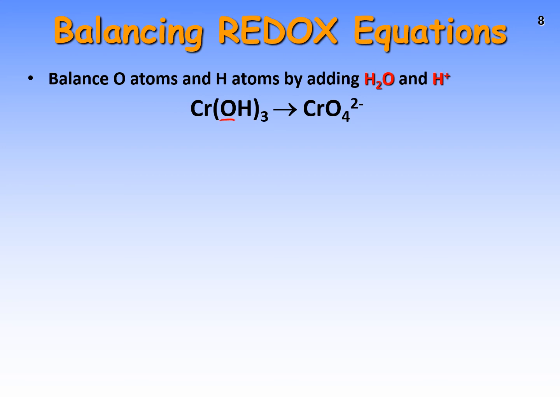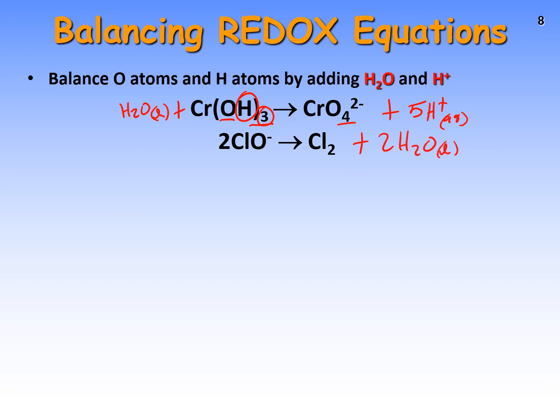Now I have 3 oxygens here and 4 oxygens here. This tells me I need to add one H2O, liquid, to the left, because now I have 4 oxygens on both sides. I also need to add hydrogens to balance it out. I have 3 hydrogens here and 2 hydrogens there. So this tells me I need to add 5H+ aqueous to this side. Let's do this again with ClO- and Cl2. I'm going to add 2 H2Os here and 4 H+ here.